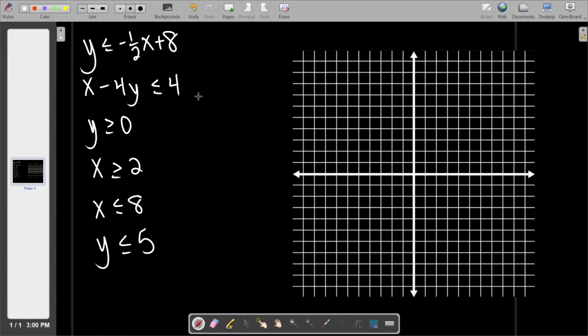So for the second one, I'm assuming you would move the x to the other side. So you'd have negative 4y is less than or equal to negative x plus 4. And then we would divide by negative 4. Should we switch the sign? We should. Good. So we're going to get y is greater than or equal to, what's our slope? 1/4 of x, and then our y-intercept is -1.